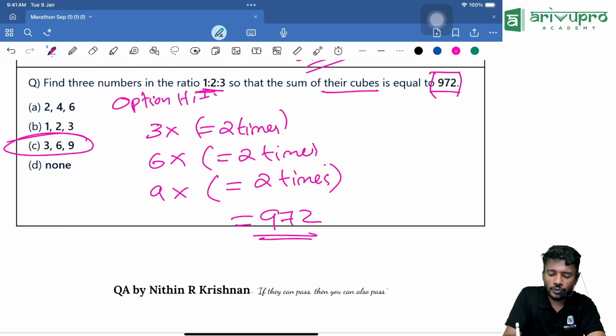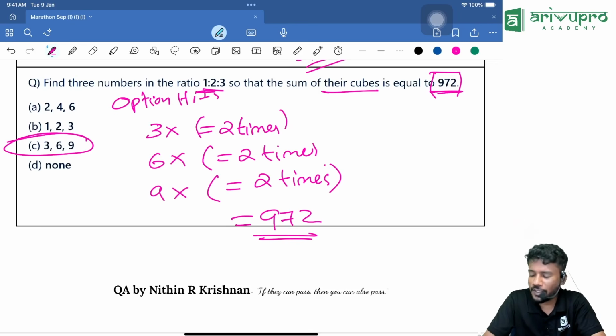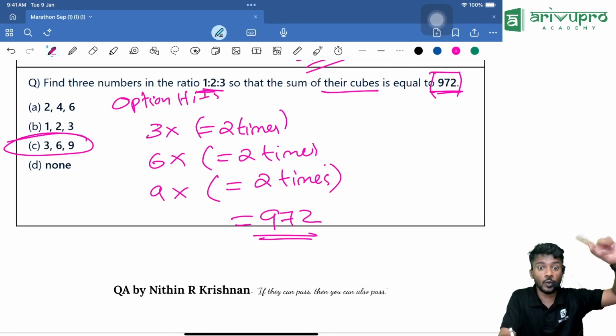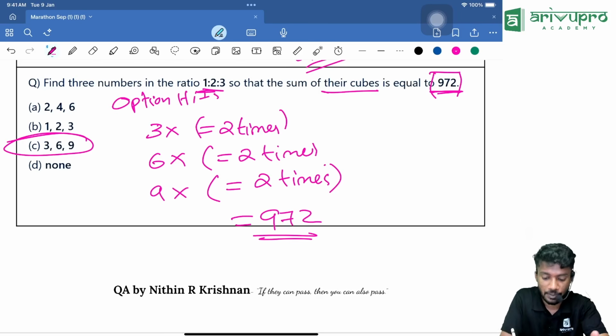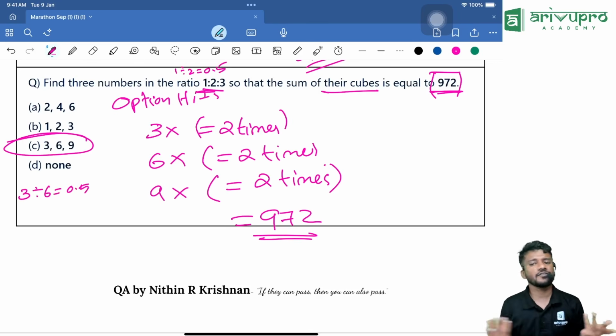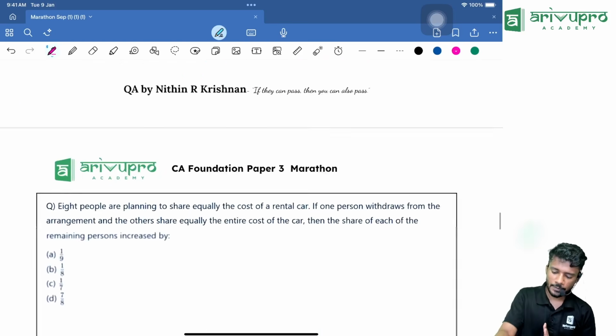Anyway, we know that 2 cube, 4 cube and 6 cube won't give such a big value. Similarly, will 1 cube, 2 cube and 3 cube give it? No. Only option C can give you that answer. And if you want to cross check whether it is the answer, if two options are giving you the same answer, then you check 3 by 6, how much? 0.5. Similarly, 1 divided by 2 is how much? 0.5. So that way we will cross check once.